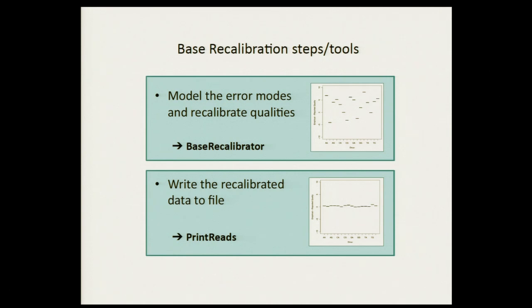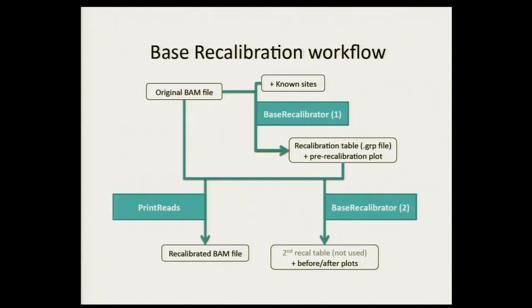So what we're going to do is create this model of the errors based on these covariates, and then we're going to have this massive table, and we're going to apply that table to the data, writing a new BAM file with exquisitely accurate quality scores. Okay? And so let's go through this.